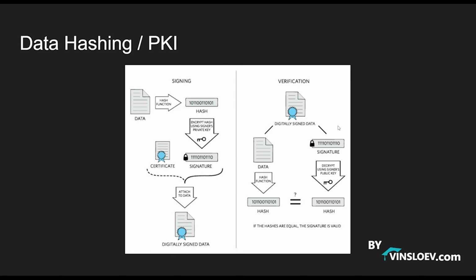Where else we use this hashing is in the public key infrastructure, because we can use it, as mentioned before, for file validation, and also when we have public keys and private keys to ensure that the content that we are receiving is actually from the person that we are expecting it from.